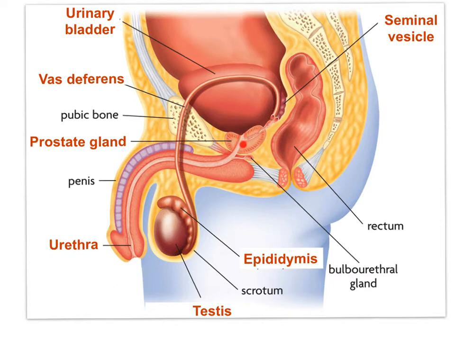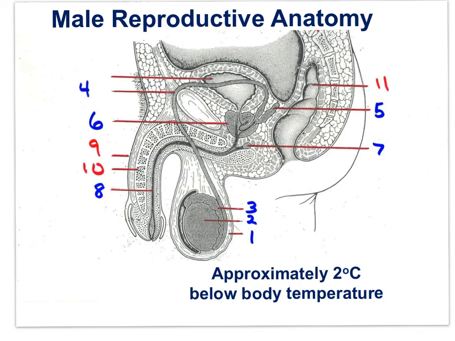The urethra carries urine from the bladder. The sperm are released from the body through the urethra. The urethra is a common duct for both ejaculate and urine. The structures highlighted in red are those that you need to know. Here's a chance to test your knowledge of structure and function. You can stop the movie now or follow along with me.